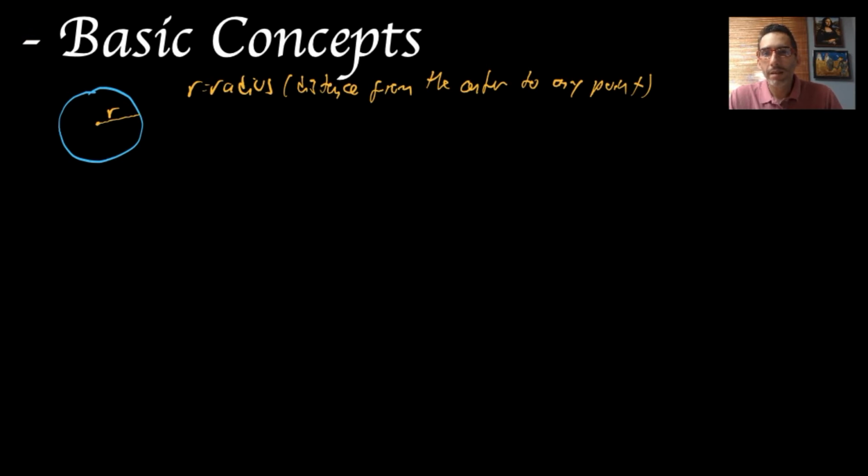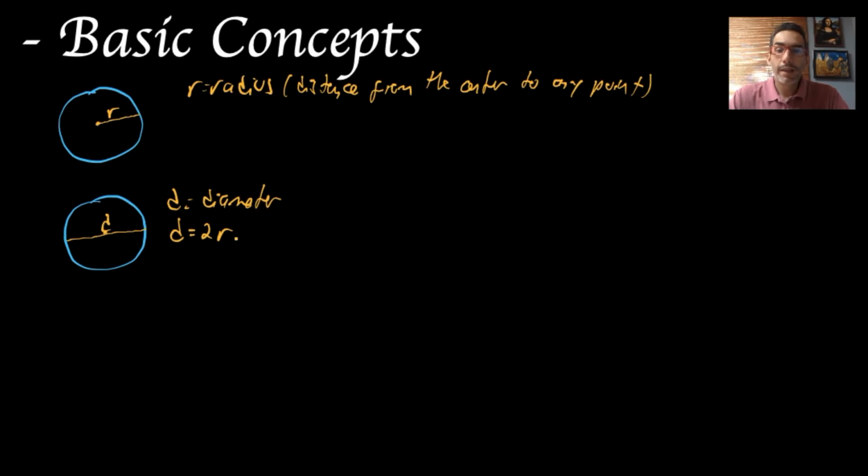Now, if that is the radius, remember what will be the distance. Let's say that is the center, and if you have a distance that goes through the center, right? This is what you call d. That stands for diameter, right? So we can also say that diameter is double the radius and is that distance that goes from one point to another point on the circle going through the center, okay?